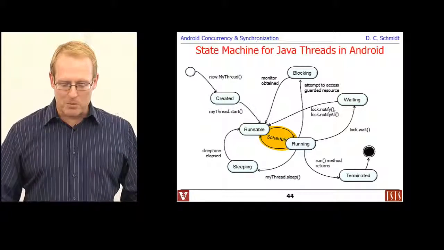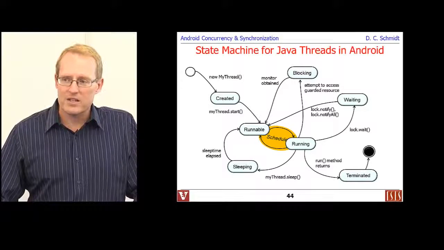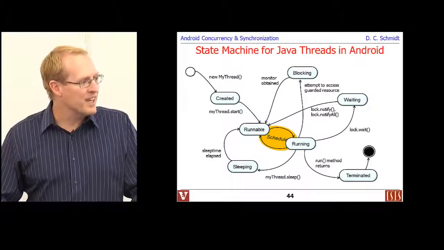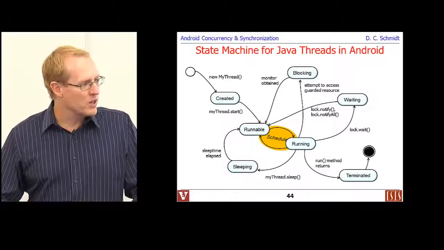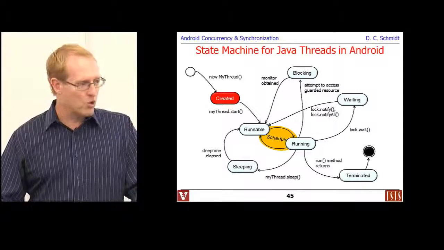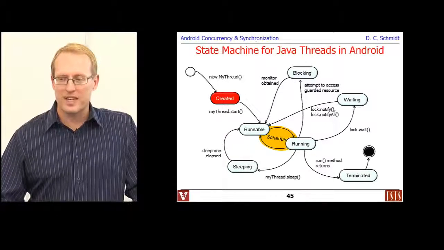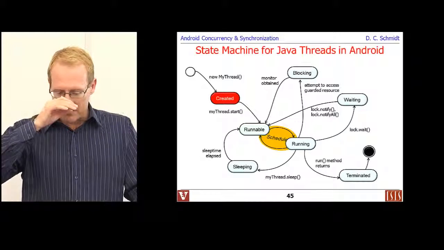Before we talk about the moving parts, though, let's spend a little more time talking about the various states that a thread can be in, how it gets into those states, and how it transitions between them. So the first thing you do, of course, is create a thread, which is almost always done by saying new, whatever the subclass is, my thread or my runnable or something like that.